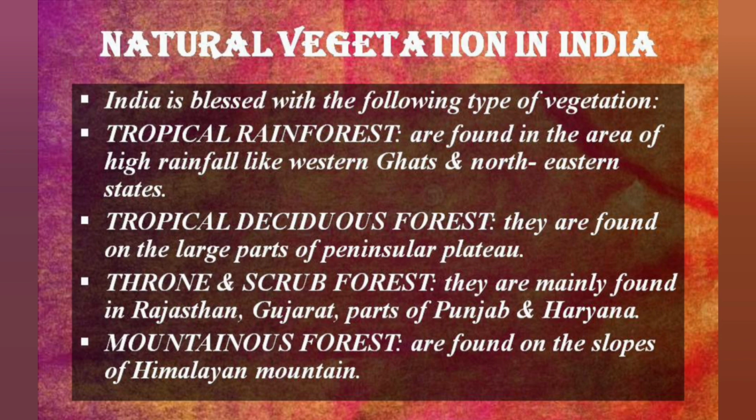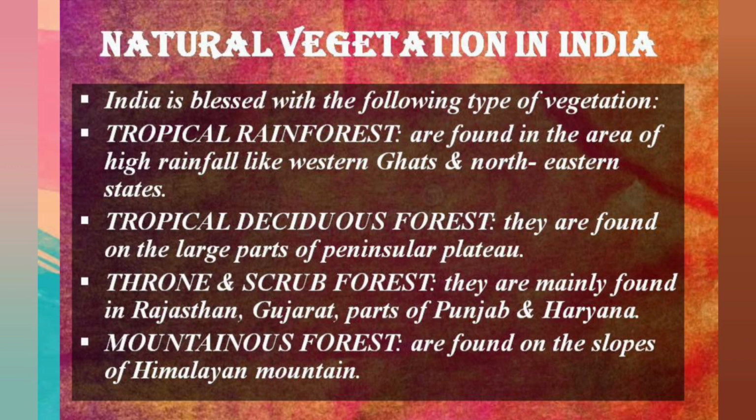The natural vegetation of India can be divided into five main types, namely tropical evergreen, tropical deciduous, thorny bushes and scrubs in deserts and arid regions, then tidal vegetation and mountain vegetation. We will not discuss this in detail as you have already read it in your earlier classes.